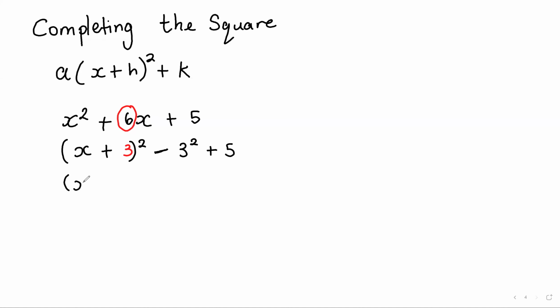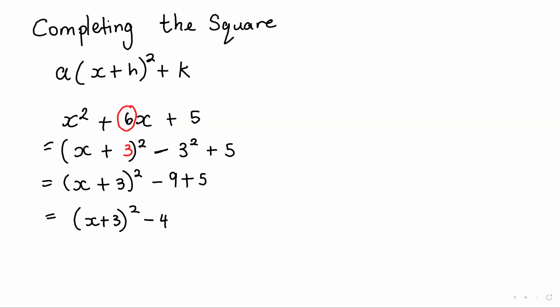So this would be (x + 3)². Now minus 3². So minus 3² is 9. So it'll be minus 9 plus 5, which would be equal to (x + 3)². Negative 9 plus 5 is minus 4. And that is the format. That is the completed square format.